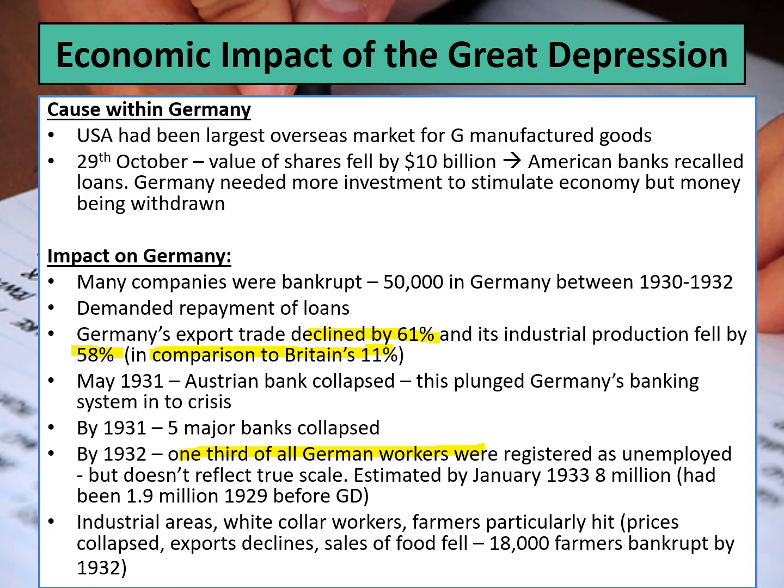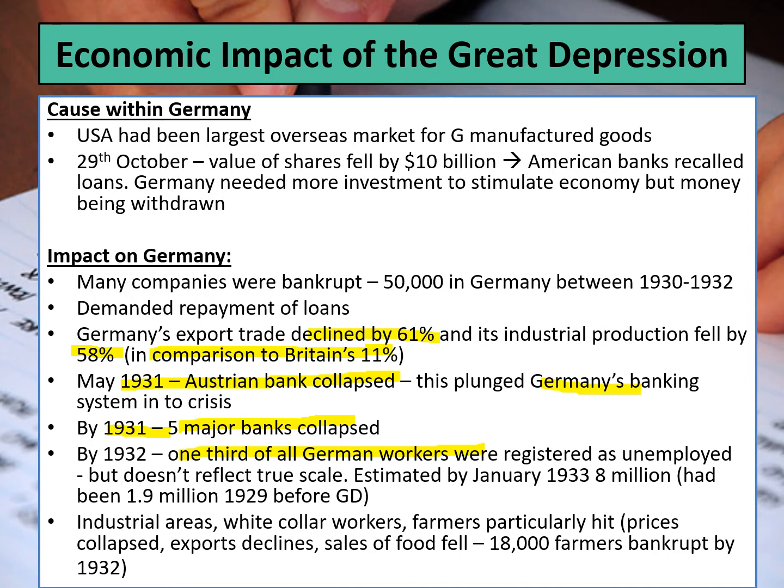Now, it's not only production that is hit by this, but also confidence in their financial system. By May 1931, an Austrian bank has collapsed, and there ends up being 5 major banks that collapse by the end of that year. Essentially, Germany's banking system had been plunged into crisis, and this is because there is a loss of confidence. Remember, there was a real psychological element for the Germans as well, because they'd already been through the trauma of hyperinflation in 1923.